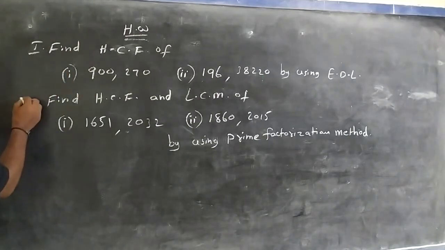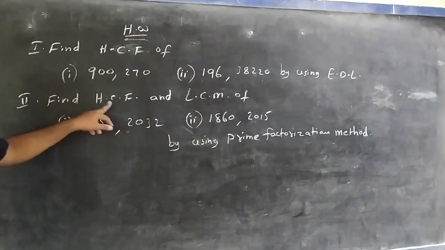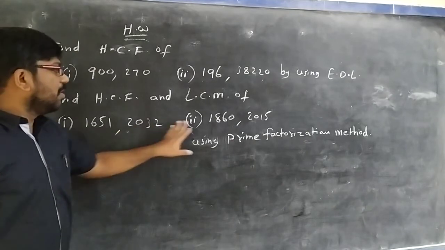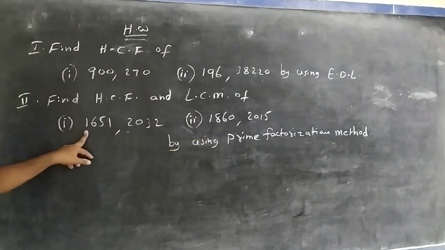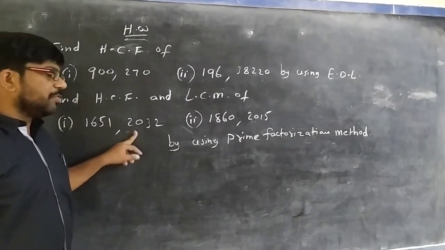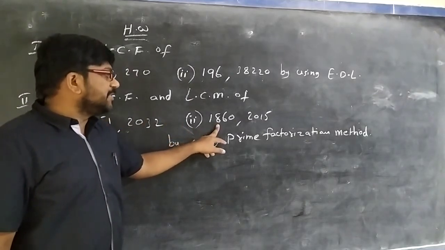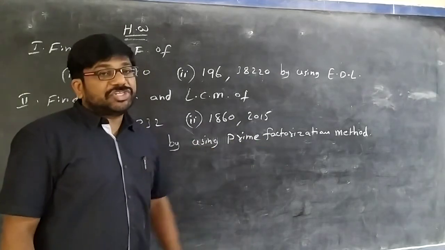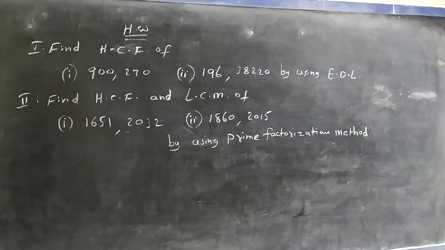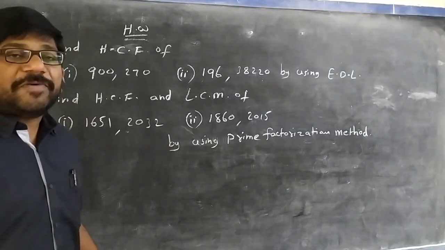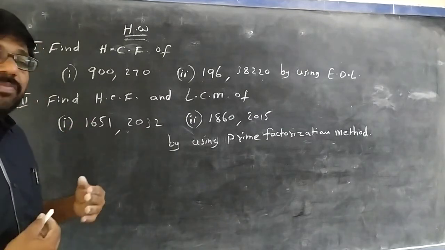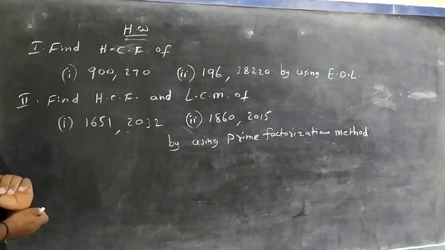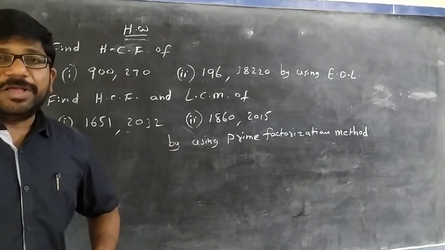And the second Roman: find both HCF and LCM. You have to find both the HCF and LCM of the given numbers. The first problem, 1651 and 2032. Next, the second one, 1860 and 2015, by using the prime factorization method, right? So in the first Roman, by using Euclid's division lemma, you have to find the HCF only, but in the second Roman you have to find both LCM and HCF by using the prime factorization method, right?